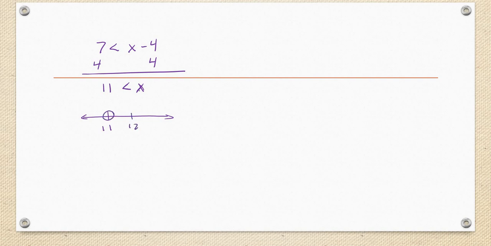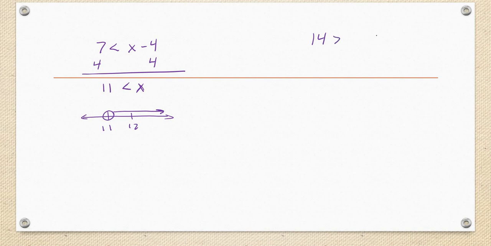Let's try another one. If I say 7 is less than x minus 4, again, we would add 4 to both sides, and we would get x is greater than 11. Now keep in mind that we're reading from the x to the left. So this says x is greater than 11. So our graph, starting at 11, would be an open circle because x doesn't equal 11, it's only greater than 11, and to the right.